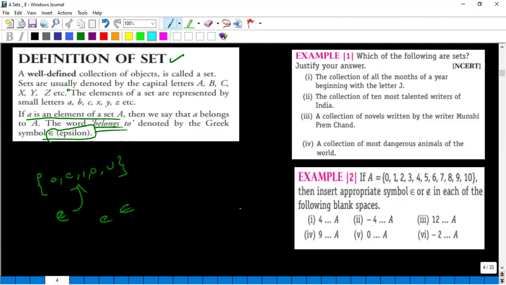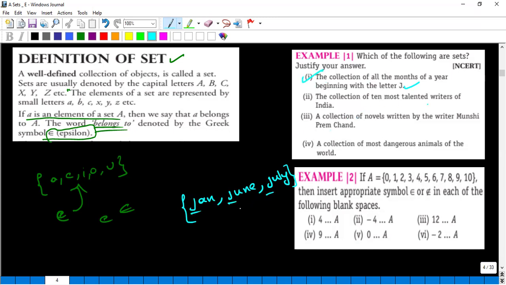Which of the following are sets? Justify your answer. The collection of all the months of a year beginning with the letter J. You can define it very easily. January, June, July. January starts with J, June starts with J, July starts with J. These are the 3 months which start with the letter J. You can decide very easily. So it forms a set.